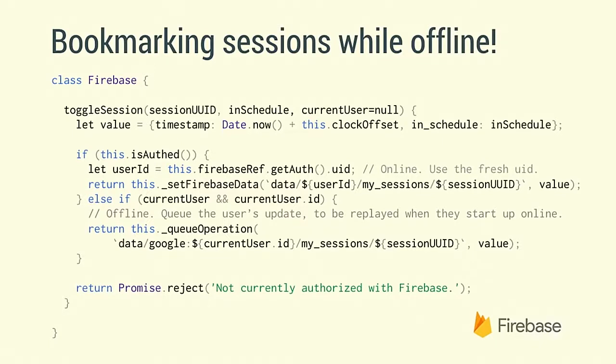So if you're authenticated, that means you're online. So we'll just basically, from our Firebase reference, pull your user ID from that live connection. And then we call that magic set Firebase data method that under the hood does IndexedDB and sets the data and removes it. Now, if you're offline, you'll drop down to the else if. You won't be authenticated, so we'll grab your cached user ID that we have for you, and then we just queue up an operation. And what queue operation does is also just writes data to Firebase, what you were trying to do, and then the value we're trying to set it to.